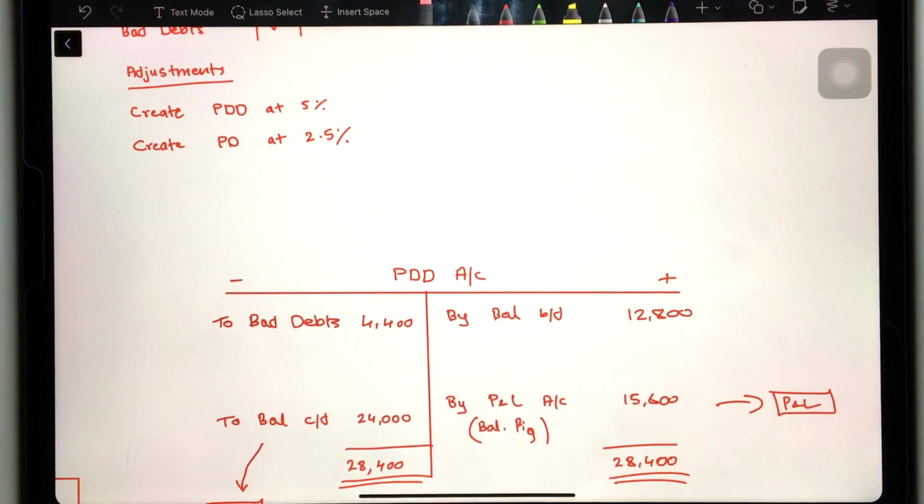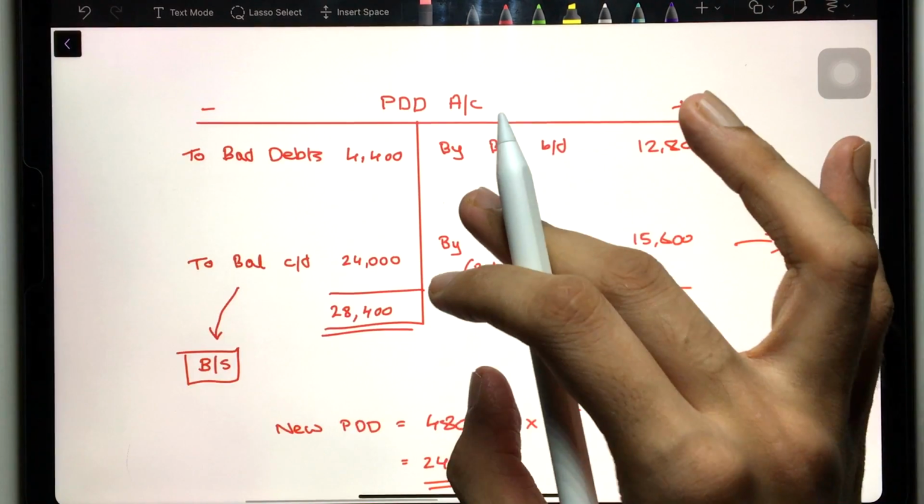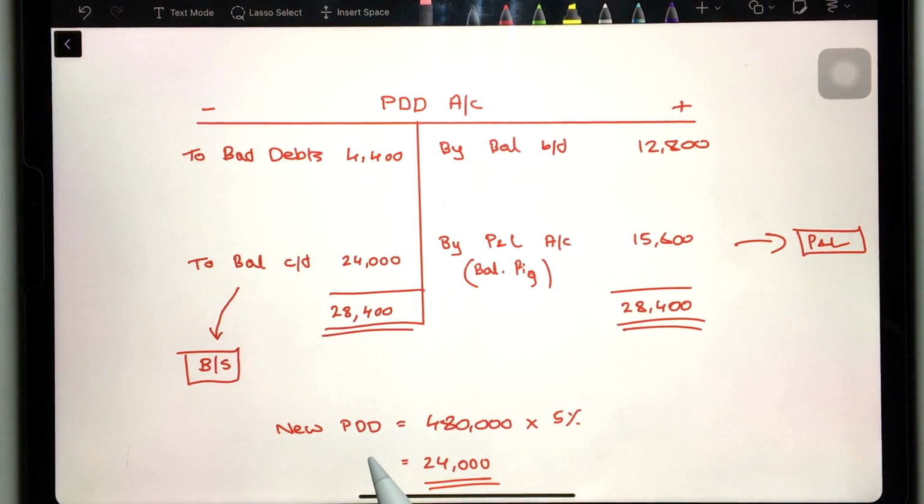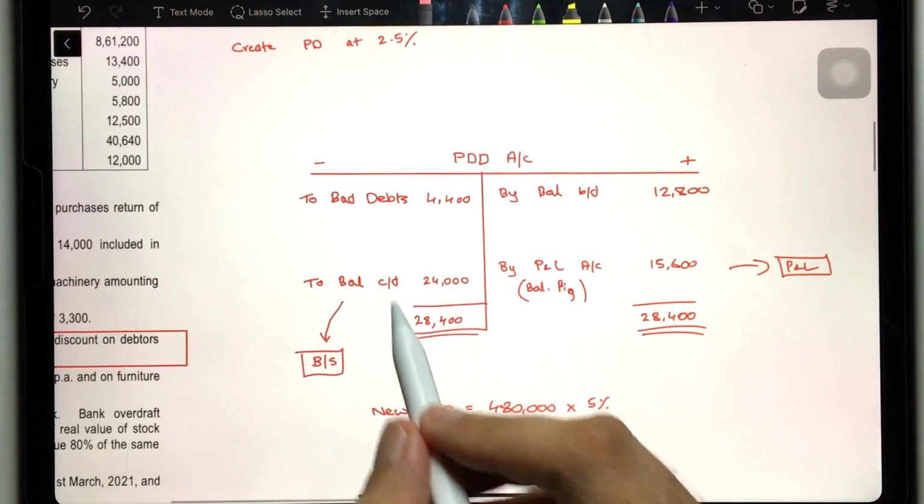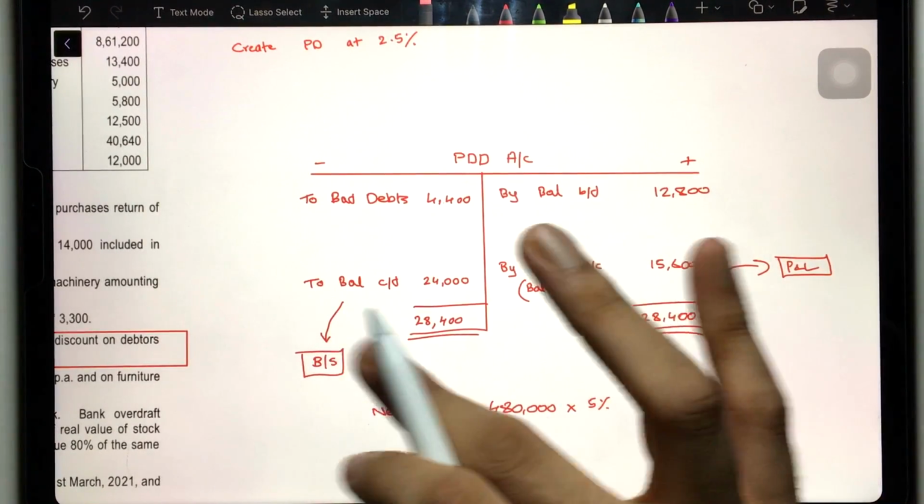And then what will you do? You will have to take the closing balance. How will you get the closing balance? How did I get this 24,000? It's really simple. You have to calculate the new PDD, provision for doubtful debts. This is the new provision, and this will go into the balance sheet. But how to calculate this? The question will tell you.